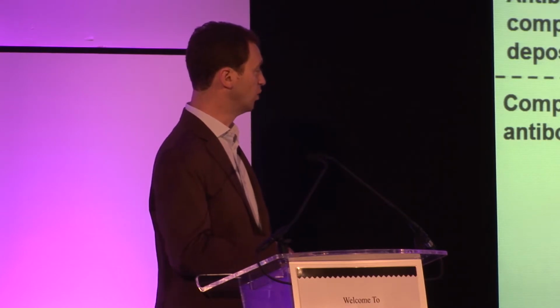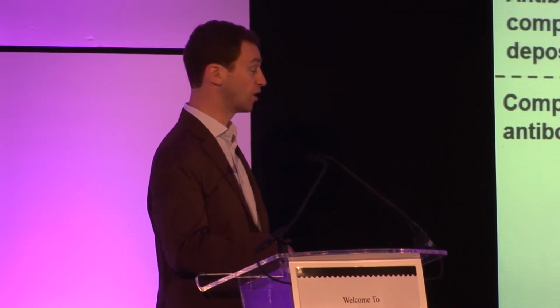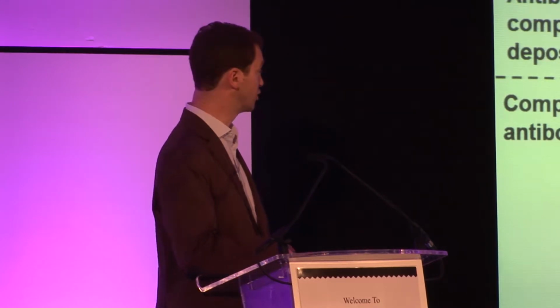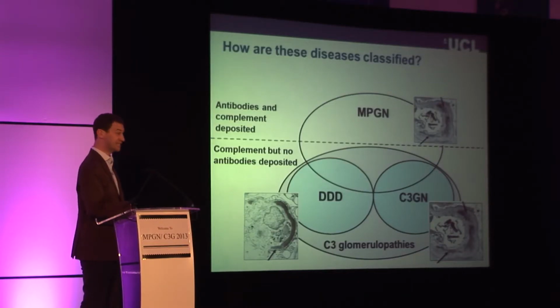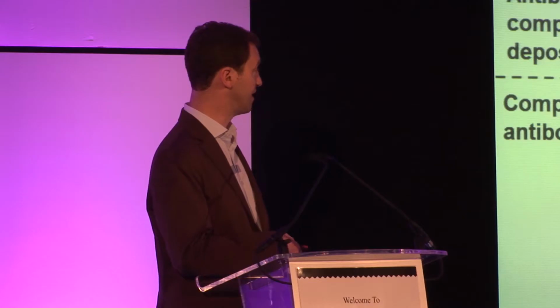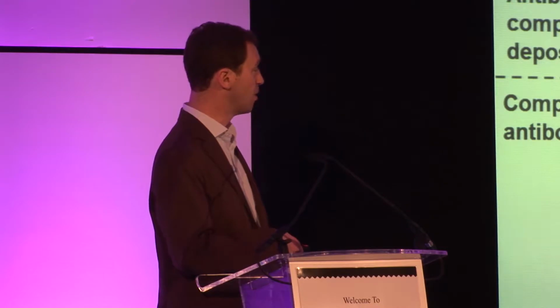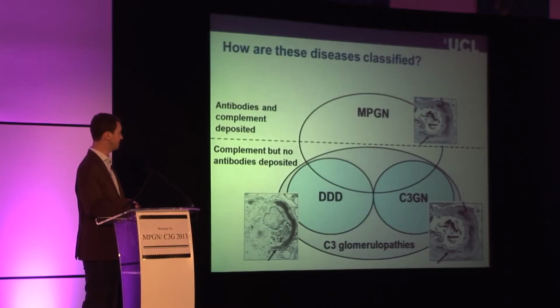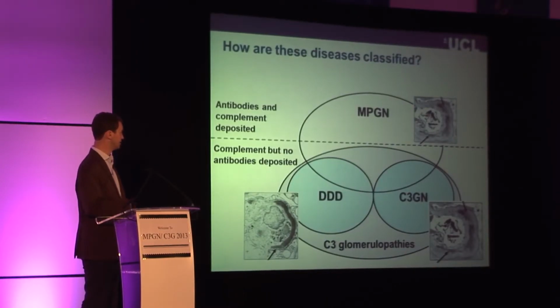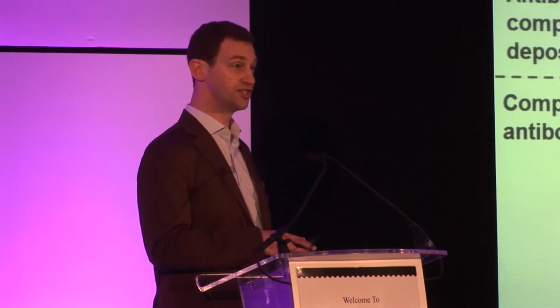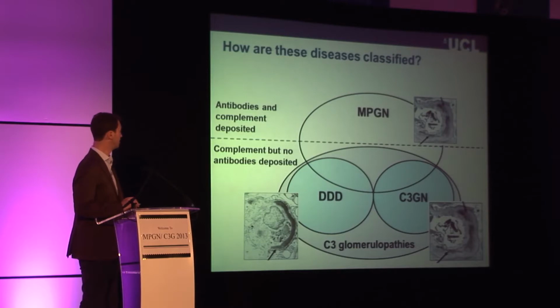So together we call these conditions C3 glomerulopathies, and that's because we think that it's the C3 deposition that's really important in what's causing the disease. So the C3 glomerulopathies can have the microscopic appearances of MPGN, but we don't call it MPGN, we call it C3 glomerulopathy, but we can divide that into C3G and dense deposit disease. And this division is useful because the causes of these diseases are different between different patients.